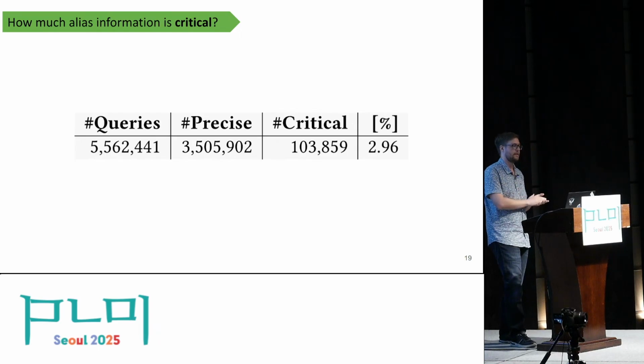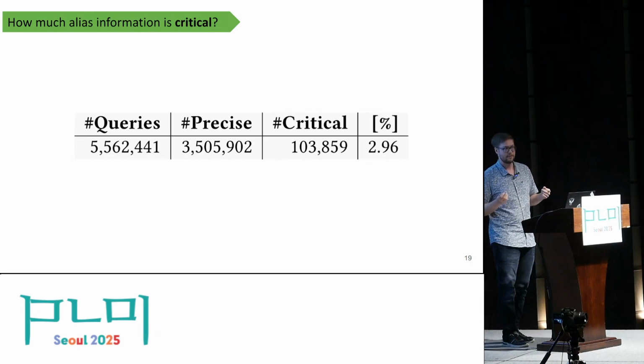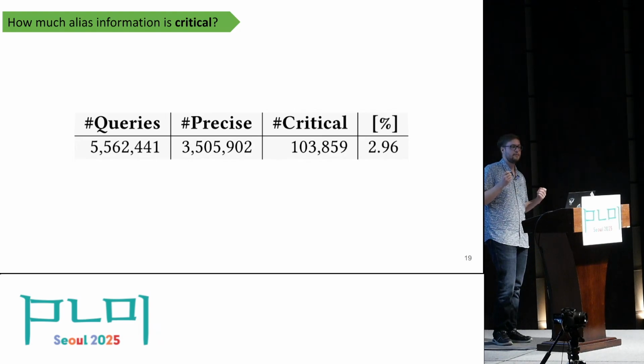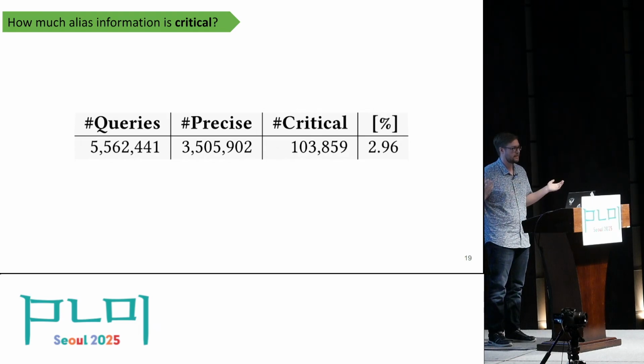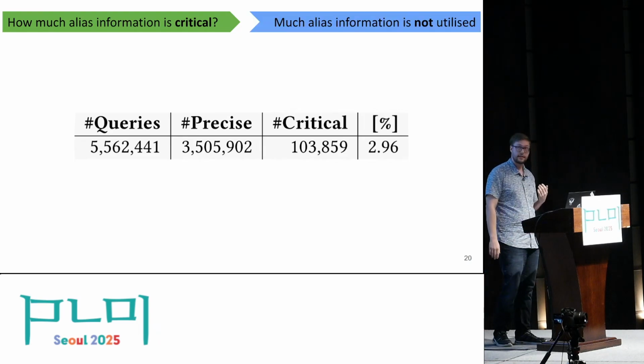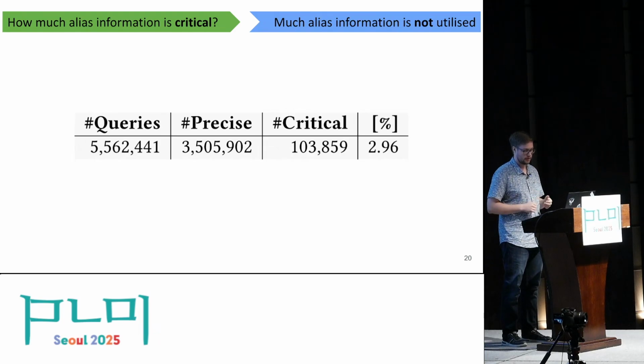And now of these 3.5 million, there is only a little bit more than 100,000 for which we saw a change in the final binary. So that's around 3%, which I think is a crazy result. It means that 97% of the aliasing information that is requested by the AI algorithms doesn't end up having an effect on the final thing that is generated. So I think what we can say here is definitely that much aliasing information is actually not being used by the compiler, as we can see.